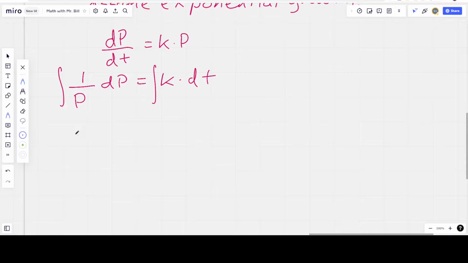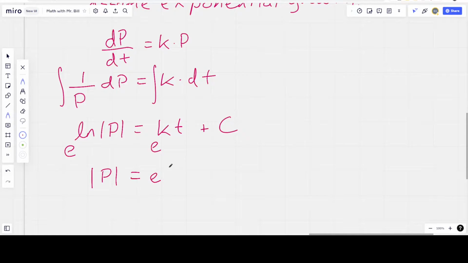On the left-hand side, since that's 1 over P, we get the natural log of the absolute value of P is equal to kt plus our constant of integration. Now we're trying to solve for P, because t is our independent variable. So we're going to raise both sides as powers of e, and we get that the absolute value of P is equal to e to the kt plus c.